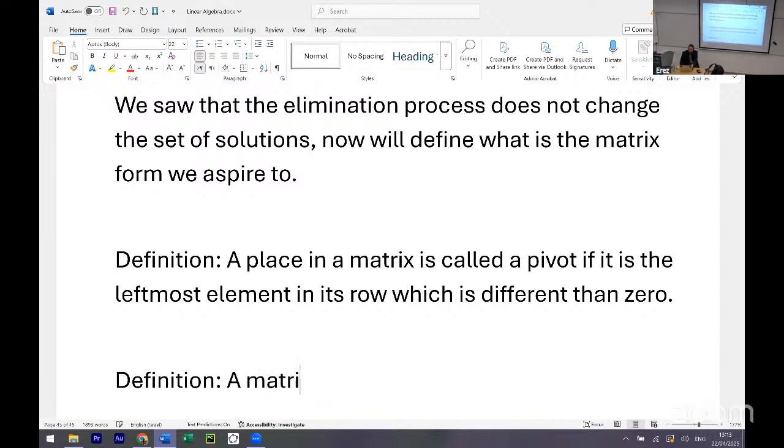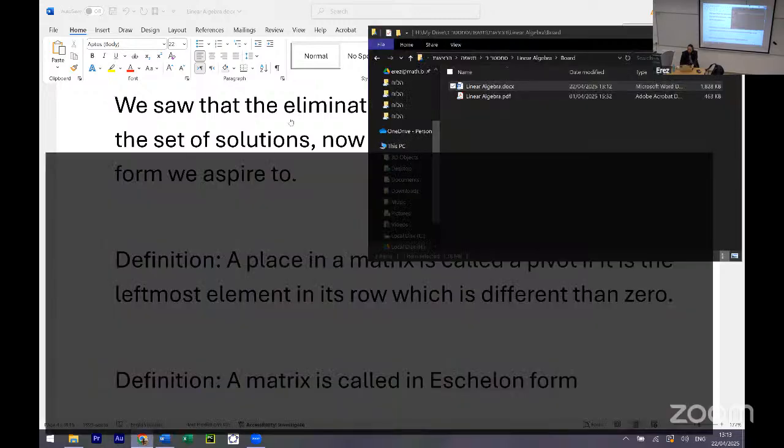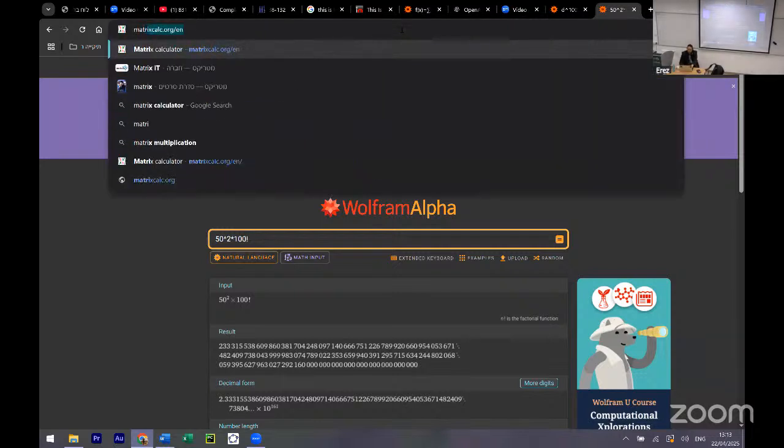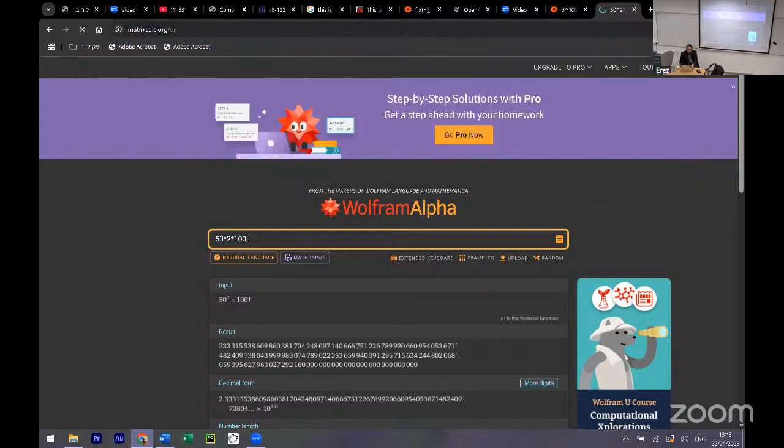A matrix is called in echelon form, sure, in echelon form. And I also am not sure if I'm writing echelon correctly. Let me for a second look at it. E-C-H-E-L-O-N.